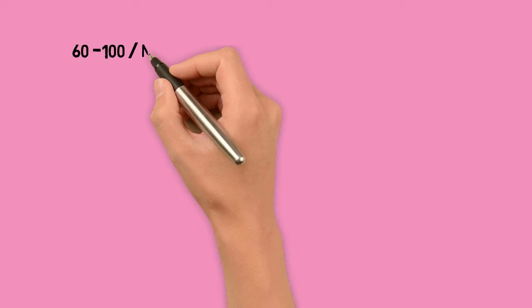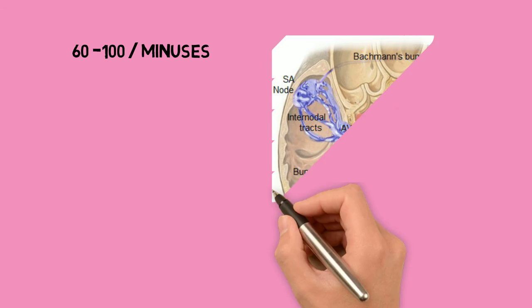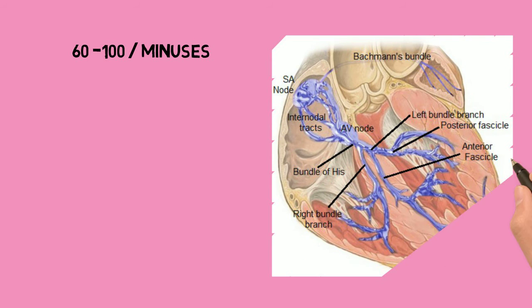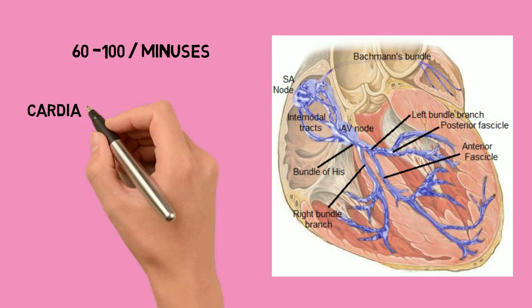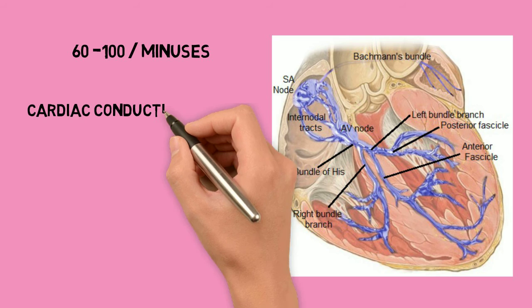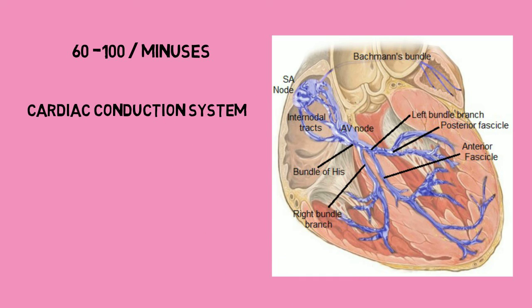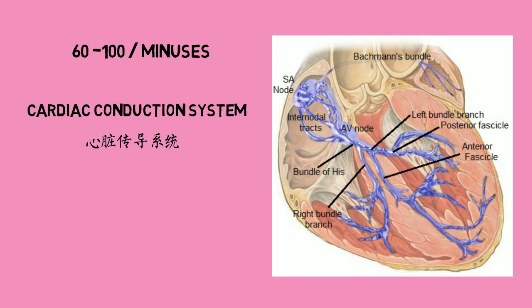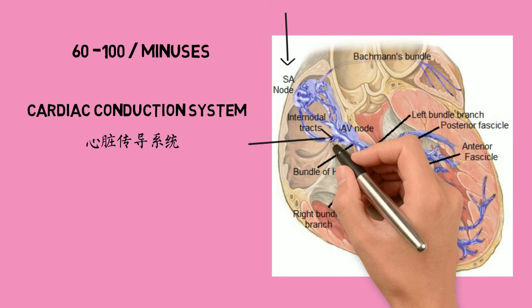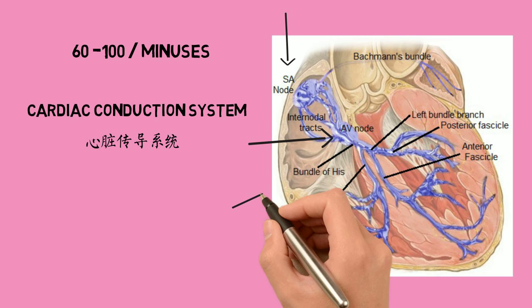Normally heart rate will be regular, 60 to 100 per minute. Heart rate is controlled by the cardiac conduction system. The cardiac conduction system is a group of specialized cardiac muscle cells in the walls of the heart that send signals to the heart muscle, causing it to contract. The main components of the cardiac conduction system are the SA node, AV node, bundle of His, bundle branches, and Purkinje fibers.